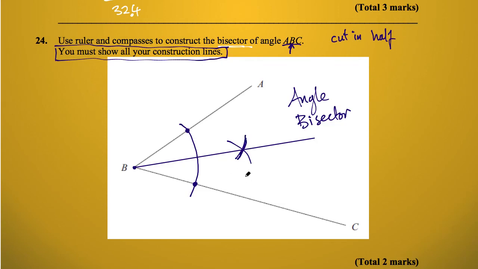What you shouldn't do here is measure it with a protractor and then cut it in half. If you do that, you won't get any marks because it's told you specifically what to use, ruler, compasses, and it's asked you to show construction lines, and it's used the word construct, all of which tells you not to use a protractor, but to do it with compasses and with arcs.